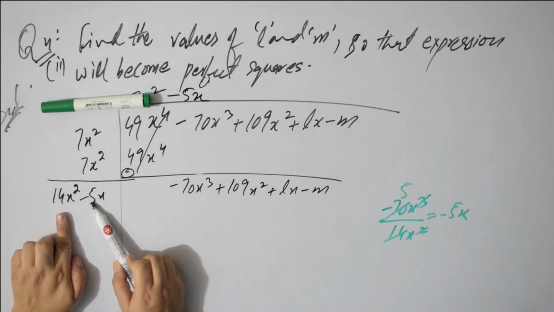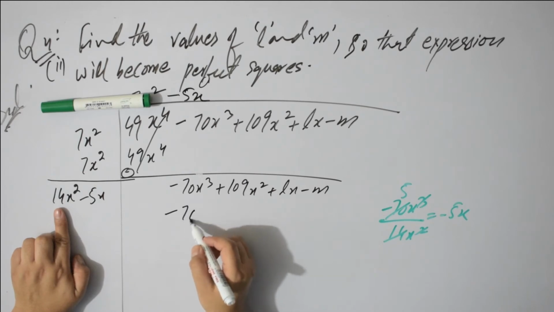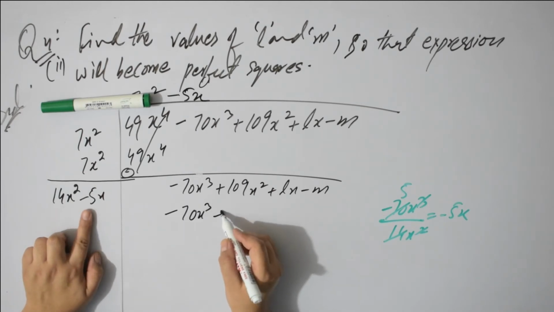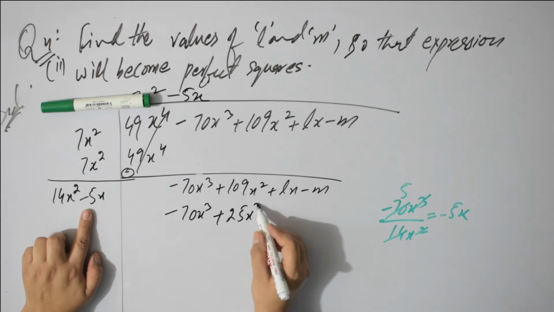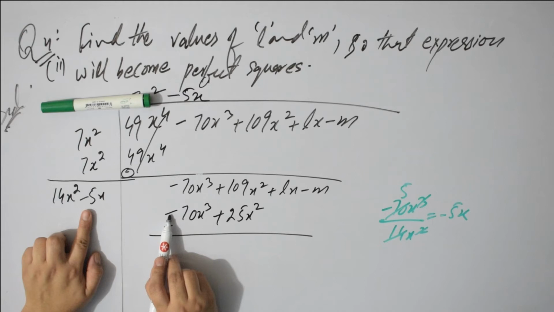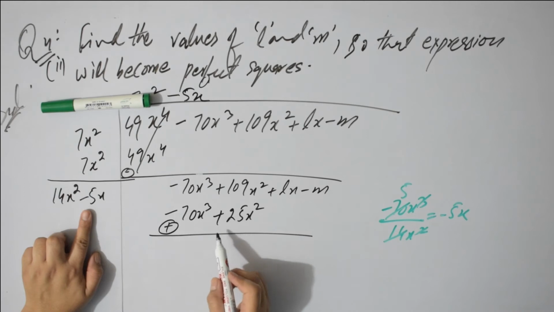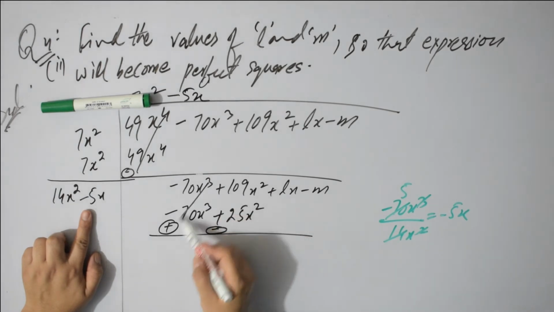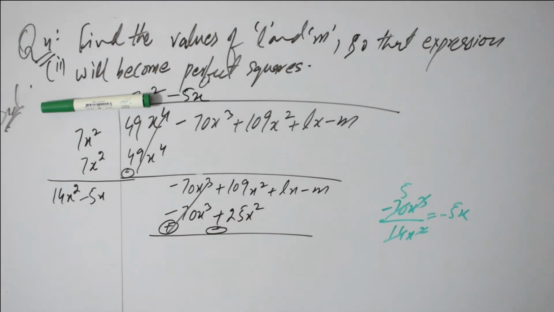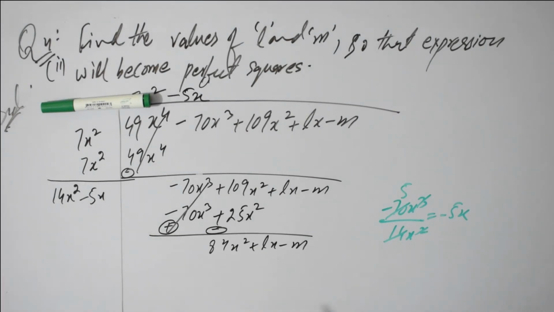So now the turn of multiplication. You have done this multiplication in the first part. Now multiply these two terms with this 5. So 14 5s are minus 70x cube, minus minus plus 25x square. Leave some space. Your previous sign is negative, now the new sign will be plus. The previous sign is plus, the new sign will be negative. Cancel out these terms. 109 minus 25 will be 84x square plus lx minus m.